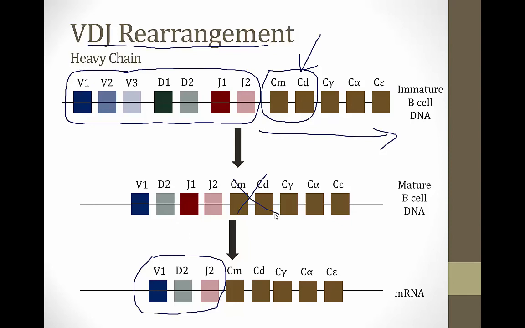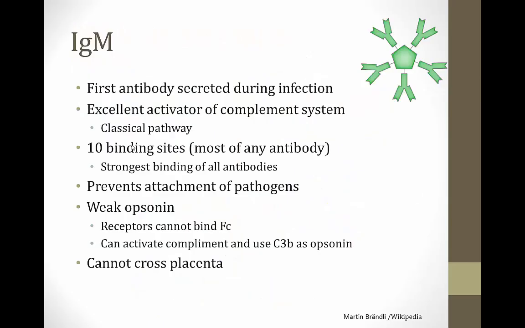What the B cell will do when it class switches is it will splice out the C-mu and C-delta regions and start transcribing one of these other constant regions. C-gamma is for IgG, C-alpha is for IgA, and C-epsilon is for IgE. So it can choose from one of these constant regions when it class switches to decide which type of antibody it wants to make.